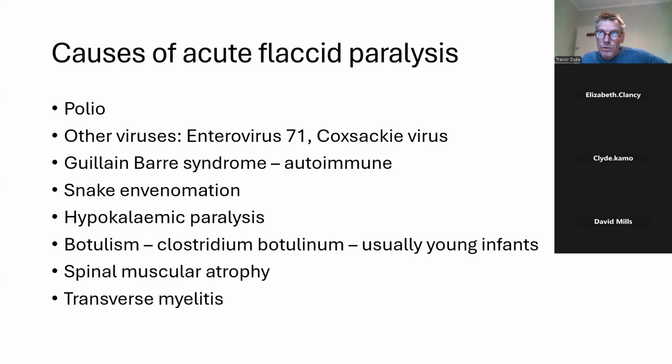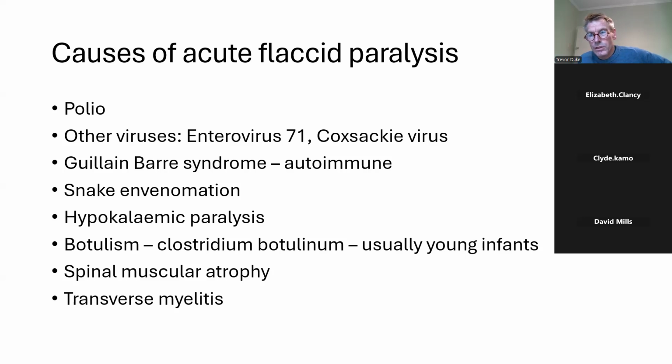From a neurophysiological point of view, it's the opposite of tetanus, where tetanus is characterized by hypertonicity and spasms and hyperreflexia. Botulism cases are almost always in young infants, and they're very floppy. They often have pupillary dilatation and constipation. We talked about that before. And then there's a congenital condition called spinal muscular atrophy, an autosomal recessive condition where babies look a bit like they've got botulism, but they are young infants usually. Usually it first manifests about six to 12 months.